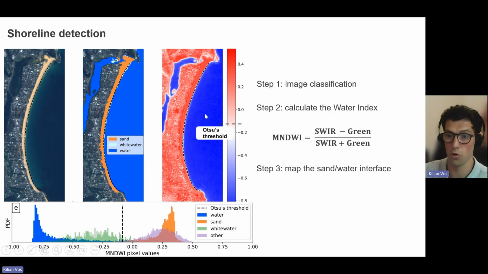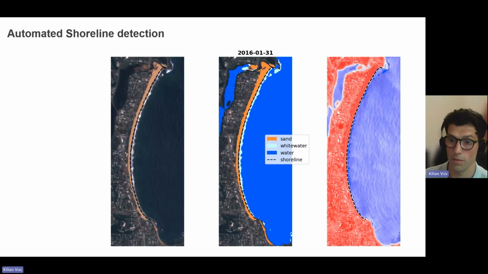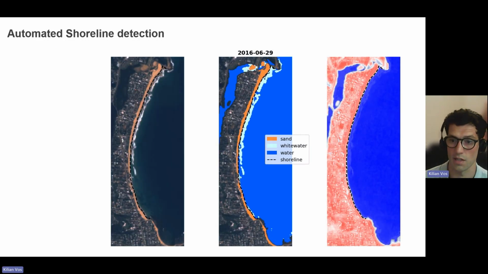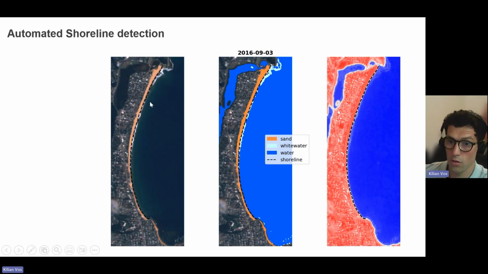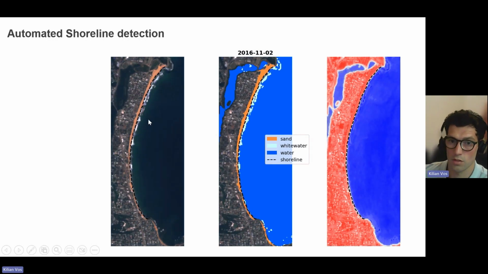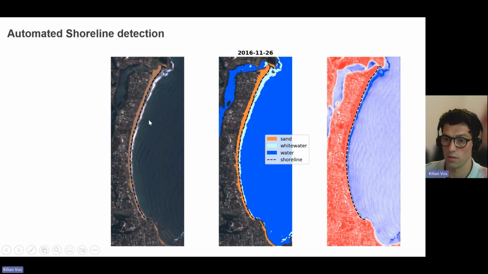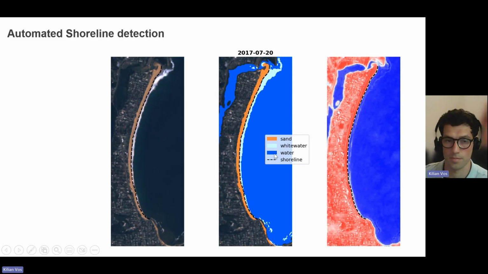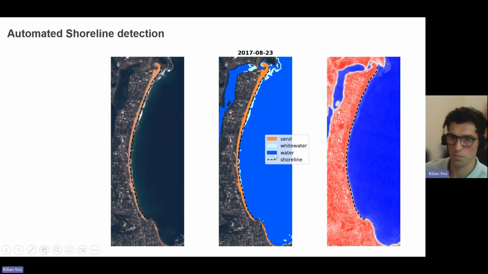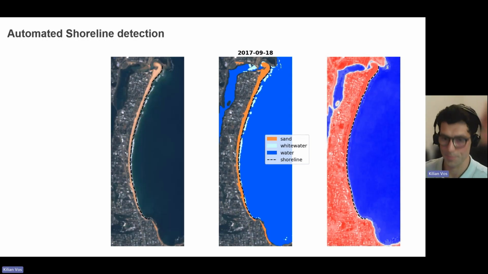And we can run this in a loop over all the images that are available at this site. And you can see it's quite robust at mapping the water line. So it's consistently getting that sand-water interface with the Otsu threshold between sand and water pixels. So that's the basics behind the algorithm.